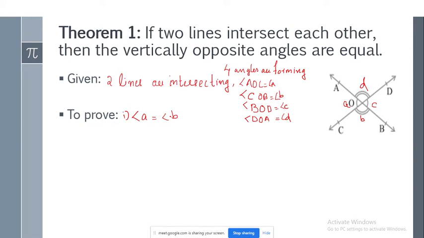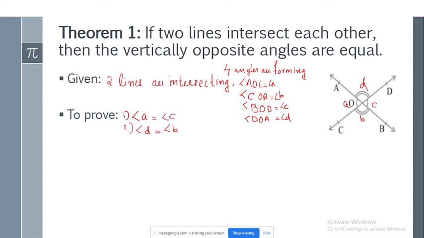Okay, tell me. Someone was asking something. Okay, angle A is equal to angle C, ma'am. Angle A is equal to angle C and angle D is equal to angle B. So these are the things we need to prove.